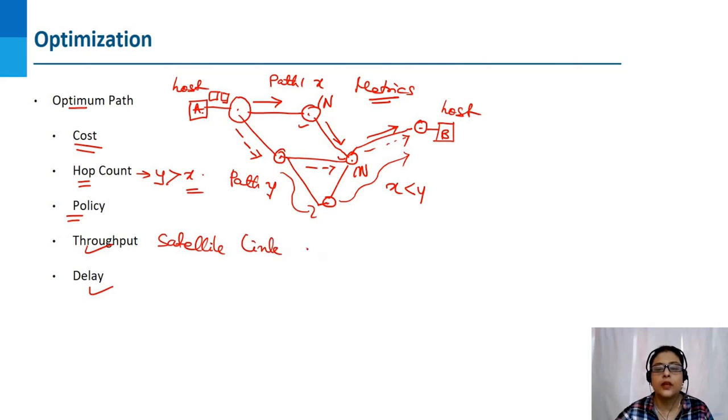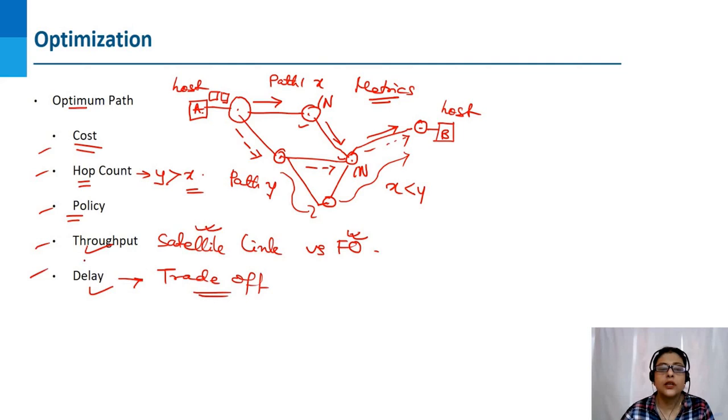link versus fiber optic link, then definitely the satellite link has a higher throughput as compared to the fiber optic link. And if we consider the delay metric, then the fiber optic link is faster as compared to satellite link. So that way we have to make a trade-off, keeping in mind all these metrics so that we get an optimum path.